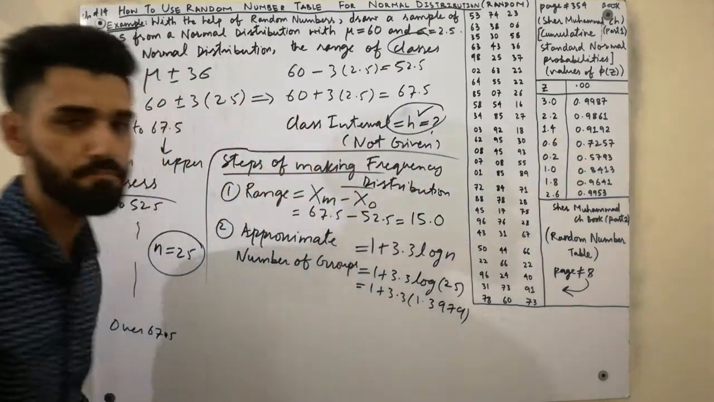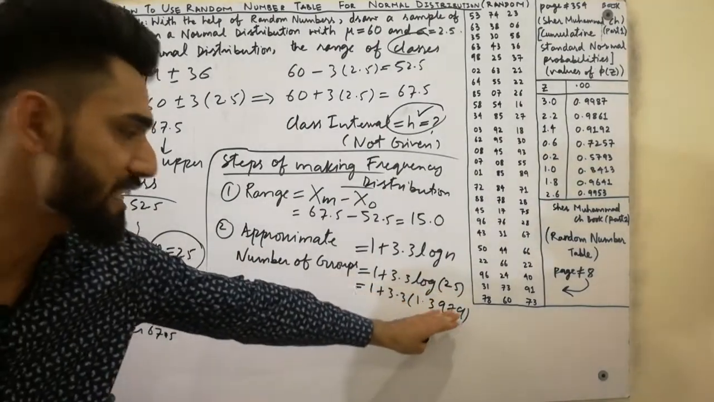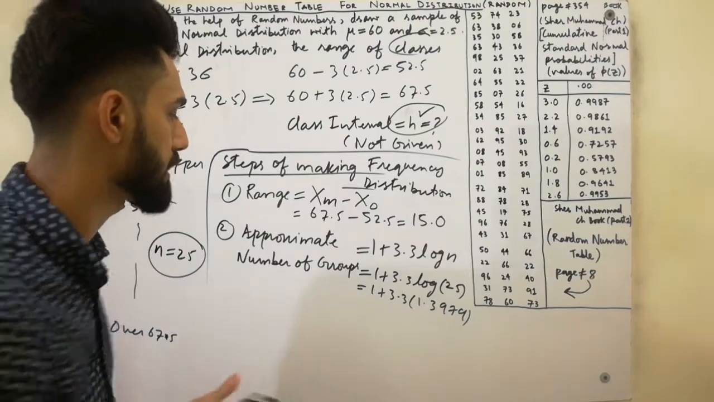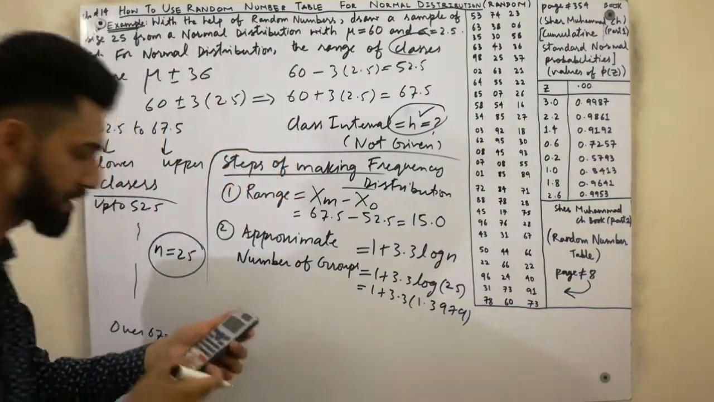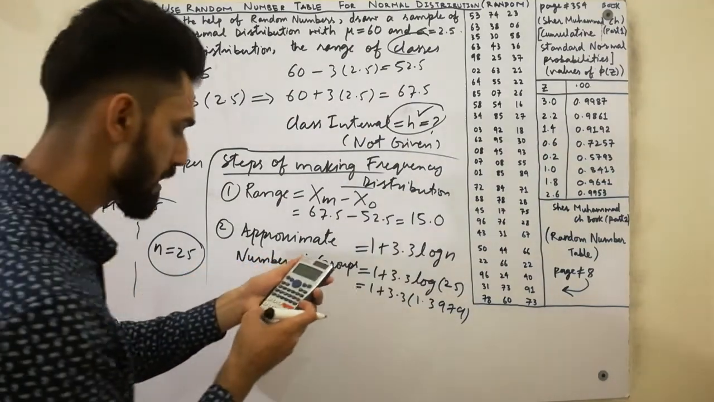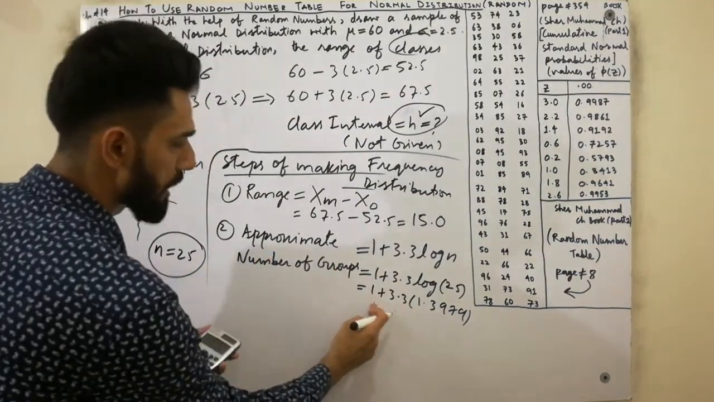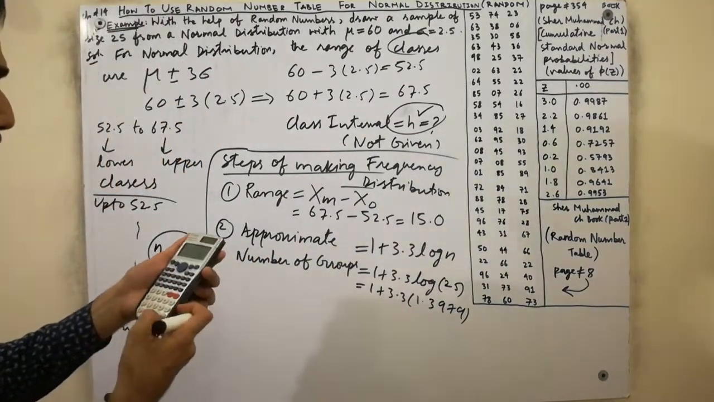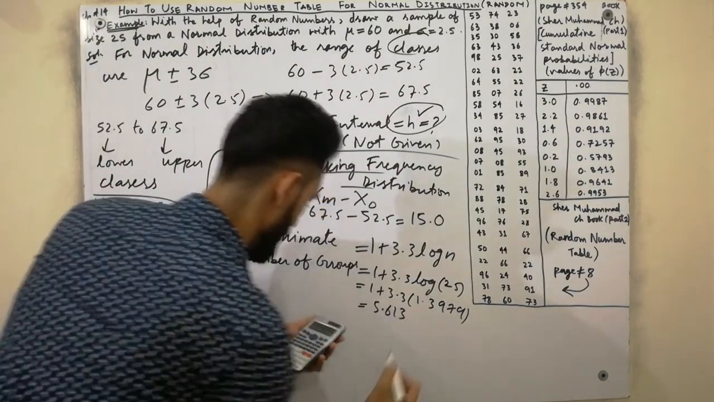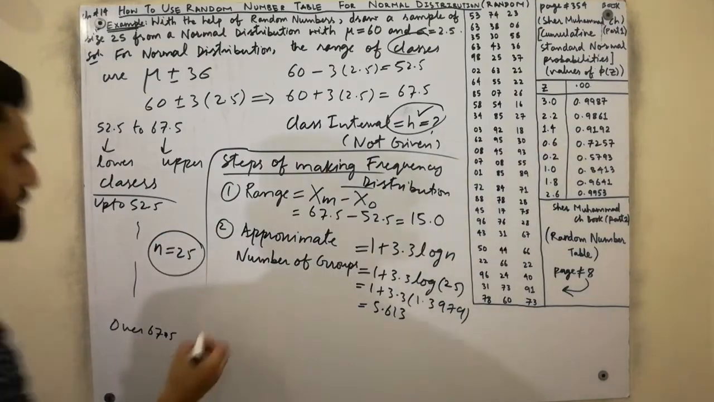1.3979. Very simple step, we calculate log 25, and we get that value, 1.3979. The next step is very simple: multiply by 3.3 and add 1. We get the value 5.613, which is the number of groups, the first step.